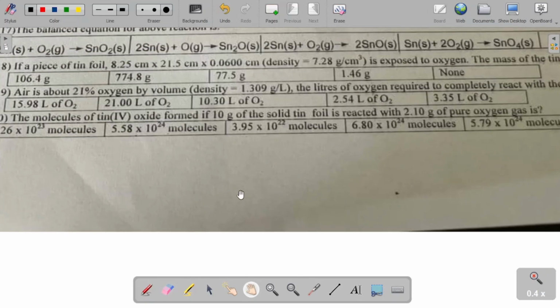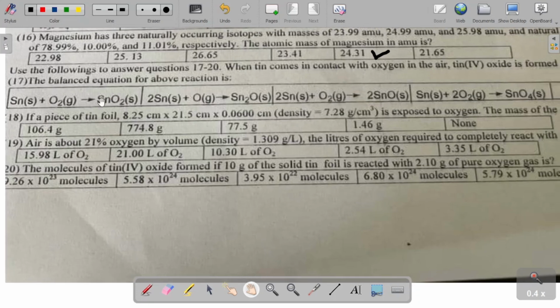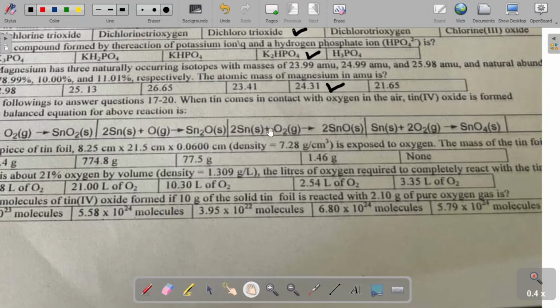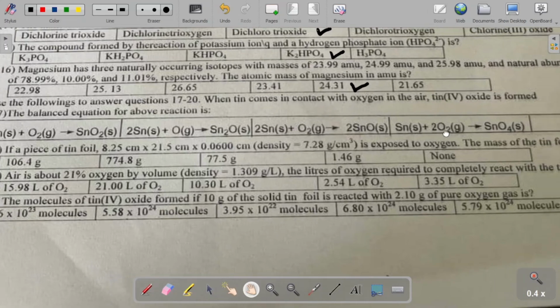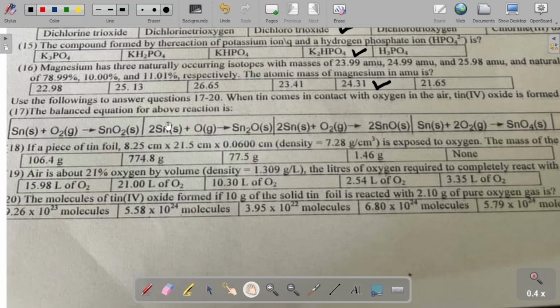All right, let's see this. They said when tin comes in contact with oxygen in air, tin(IV) oxide is formed. The balanced equation for the above reaction is, that's a question. Now, how do you get this?